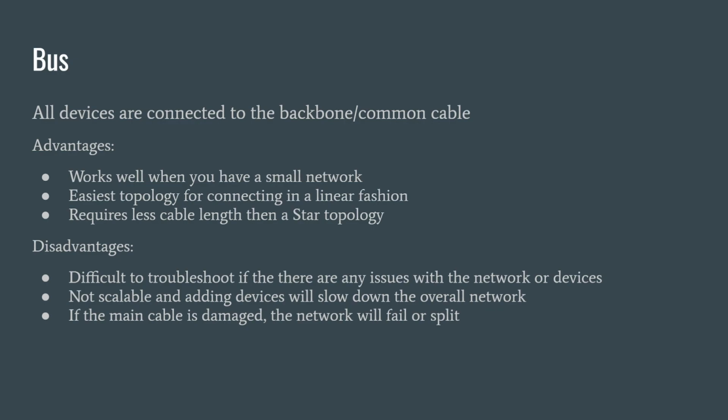Some disadvantages to this network type are that it is difficult to troubleshoot if there are any issues with the network or devices. It is not scalable, and adding devices to this will slow down the overall network. And if that main backbone cable is damaged in any way, then the network could fail or split in half.